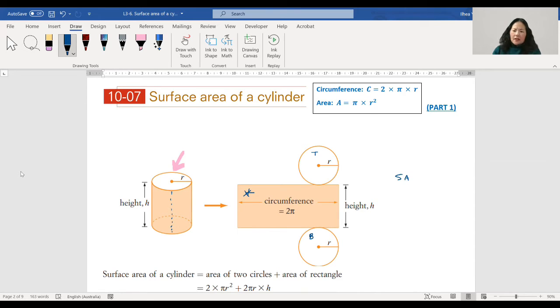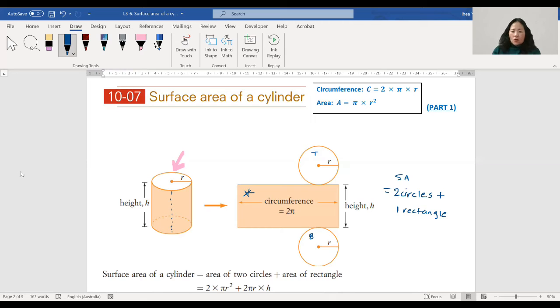Really, surface area is what? Two circles, isn't it? Plus one rectangle. So if we can find the area of two circles plus the area of the one rectangle, we can find the surface area of a cylinder.